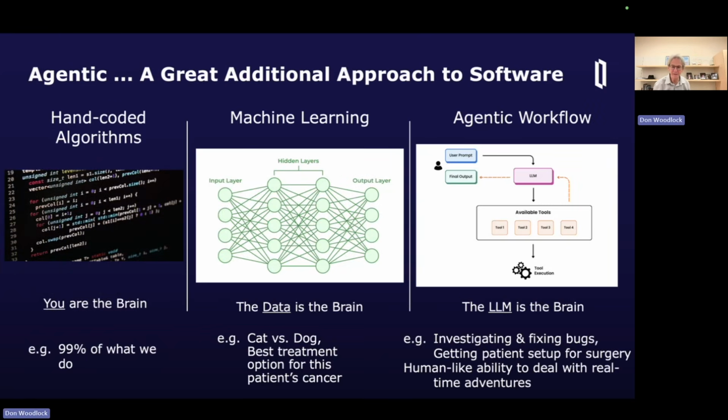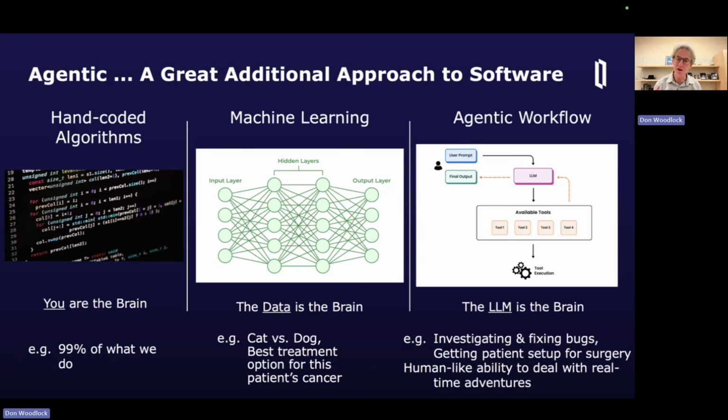Okay, so let me close by saying I think agentic gives us additional options to solve problems for our customers. Here's one way to think about it. This first column is what we've been doing for decades, where we're hand coding algorithms. We're the brain. We listen to our customers and build a system that meets their needs. And this is about 99% of what we do.